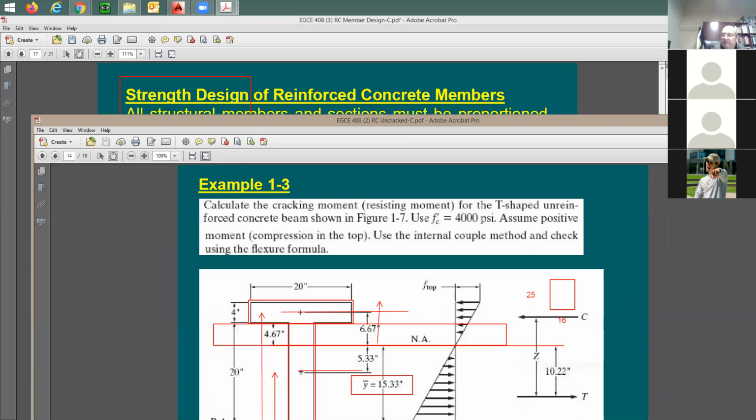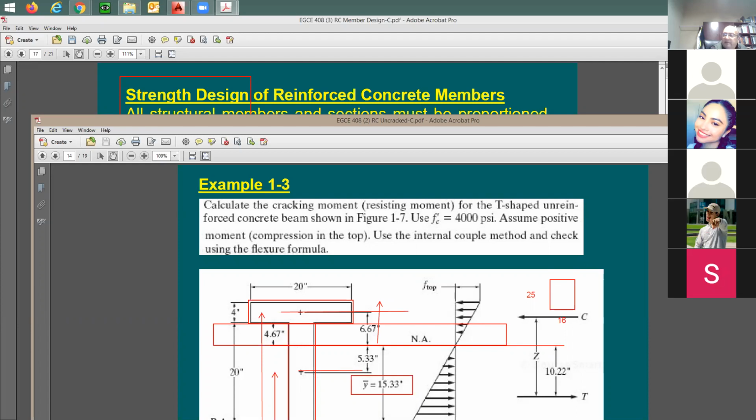All right, guys? Okay, so I want to repeat this again, and please remember this. This analysis for the cracking moment is only to study the performance of the beam. It is never intended to be a beam design. Very good?